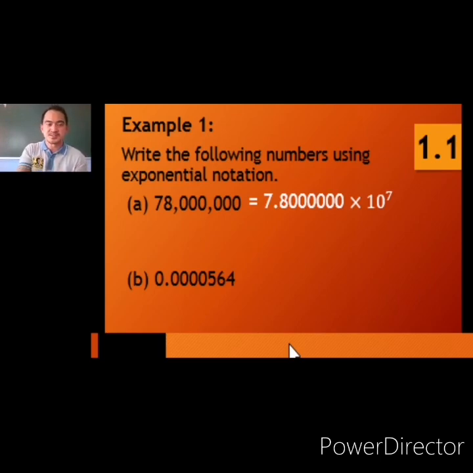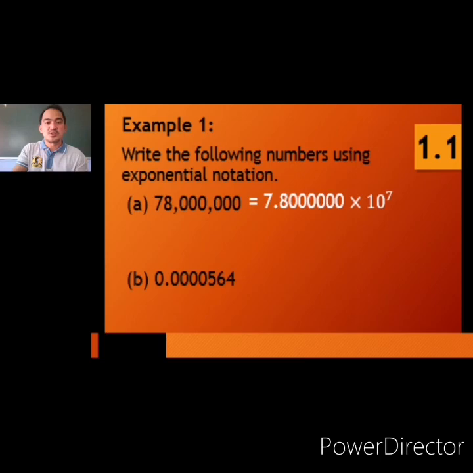How did it come like this? At first, you have to know where your decimal point is. In this example, our decimal point is somewhere at the end. Somewhere here. Putting the decimal point there and adding another 0 to the right doesn't change the value of the given. It's still 78 million. Okay?